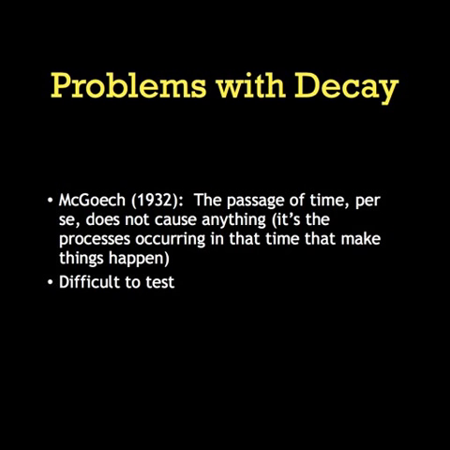All right, so McGeach, 1932 says, the passage of time per se does not cause anything to happen. It's the process occurring in time. So the question now becomes, okay, so if memories are decaying in time, then there's got to be some process that's happening in time. What's that process? Is it oxidation? Are you oxidizing your neurons? No, probably not. How do you actually test this?